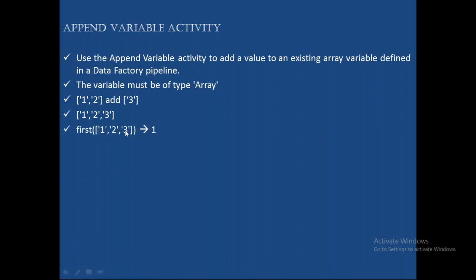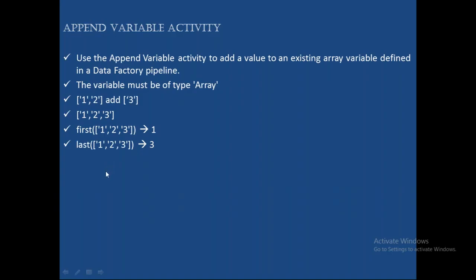You see, first of 1, 2, 3, what are you getting? You are getting 1. When I say last of this array 1, 2, 3, what is it giving? It is giving 3. You understood? This is how you will get 3. If it is the first, you will get 1. Okay, so this is how first and last will work. But basically, what happens is I am going to add.